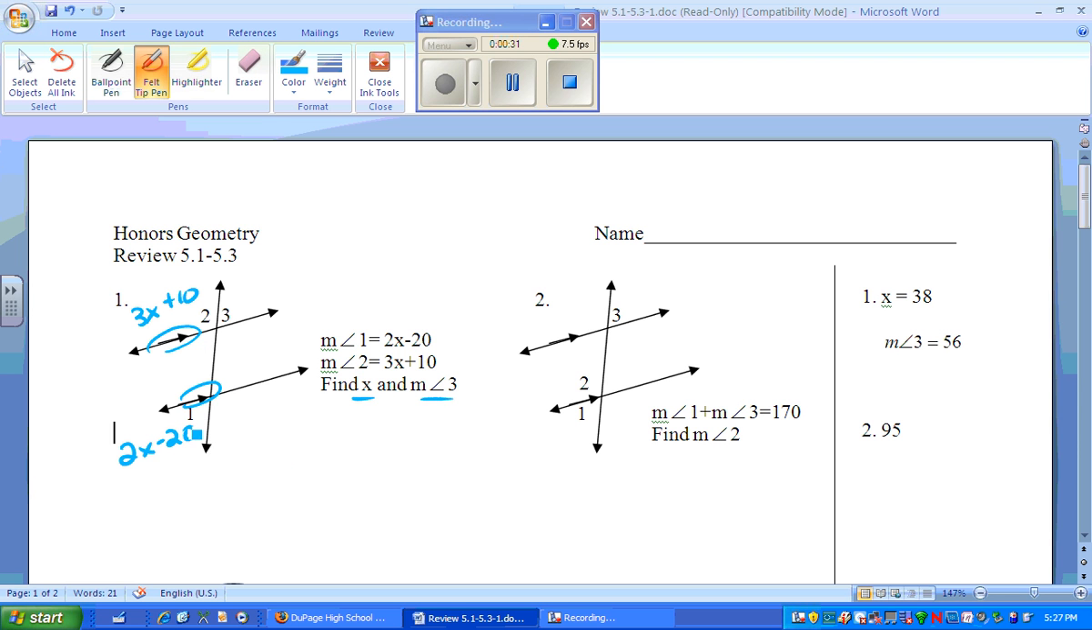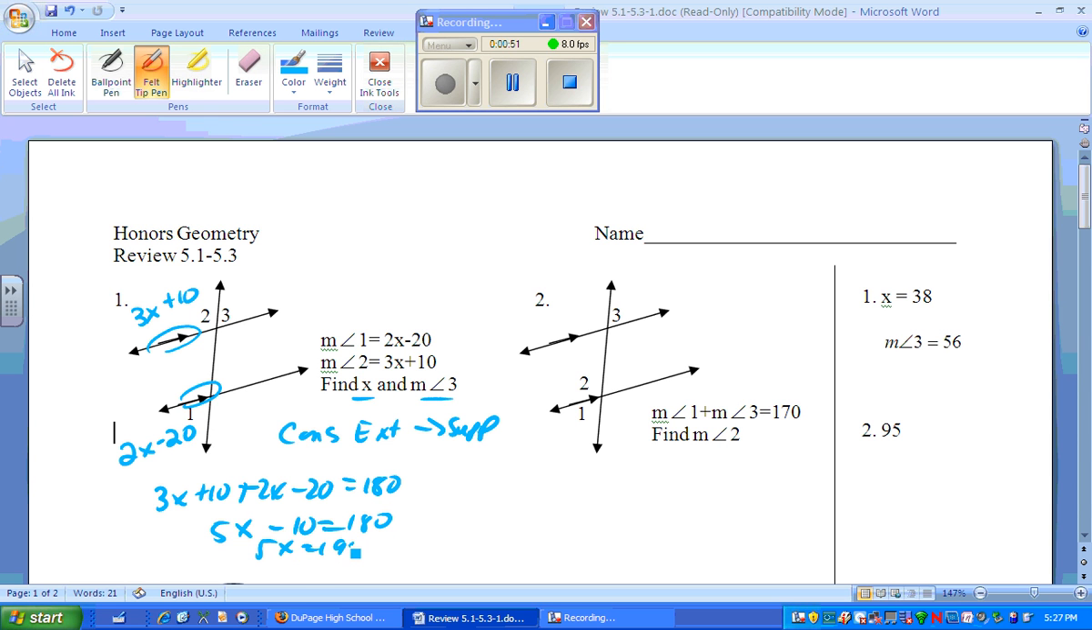So these are exterior angles, and they're on the same side, so they're consecutive exterior, which means they are supplementary, which means we can set 3x plus 10 plus 2x minus 20 equal to 180. 5x minus 10 is equal to 180. 5x is equal to 190. So x equals 38, and that agrees with the answer in the answer column.